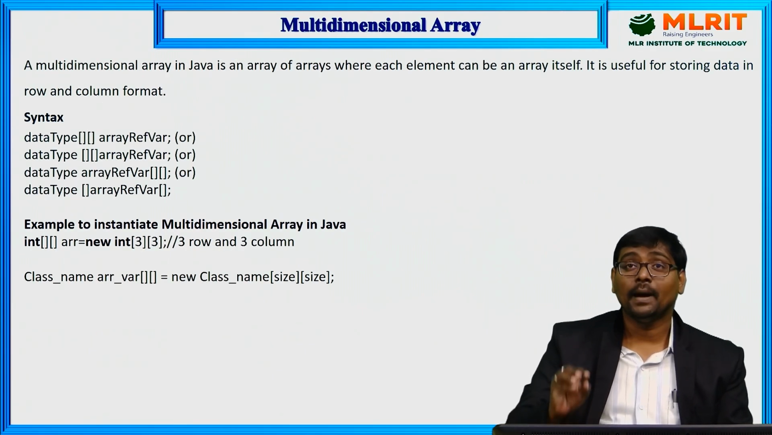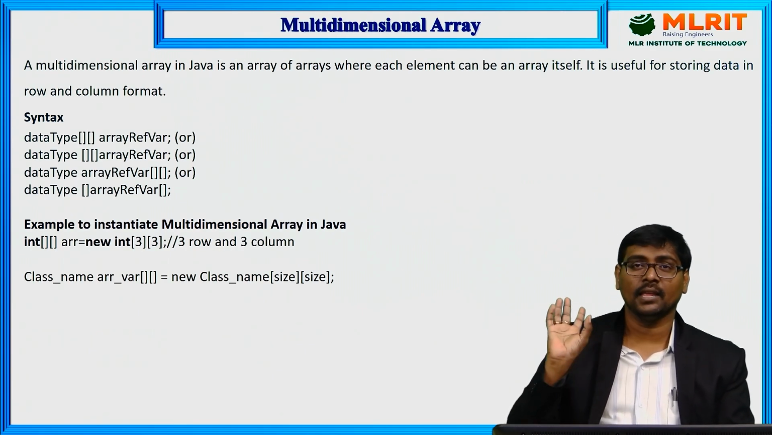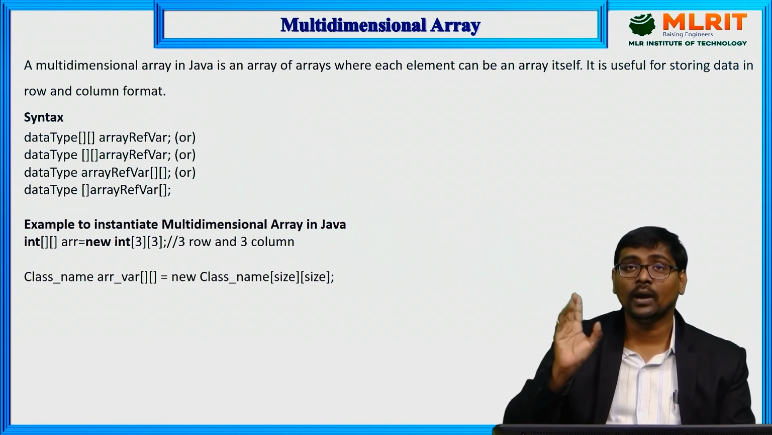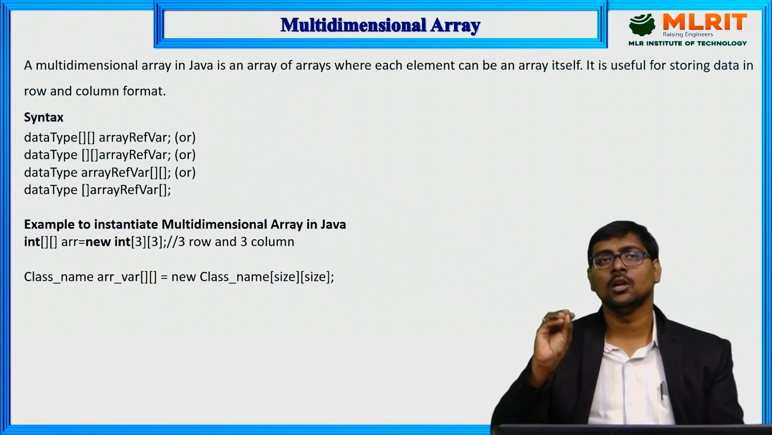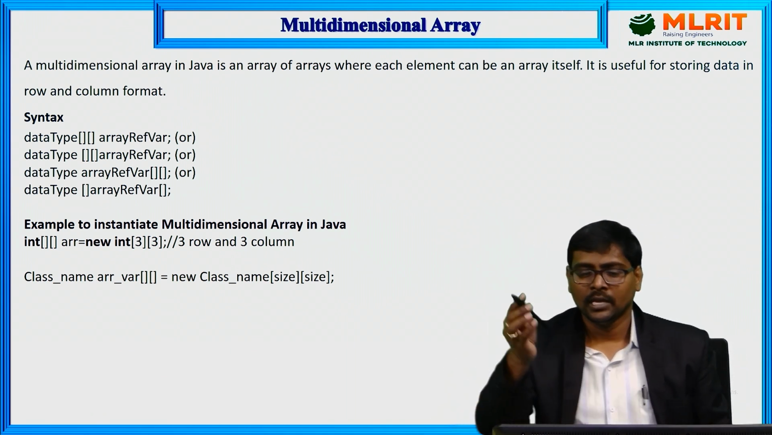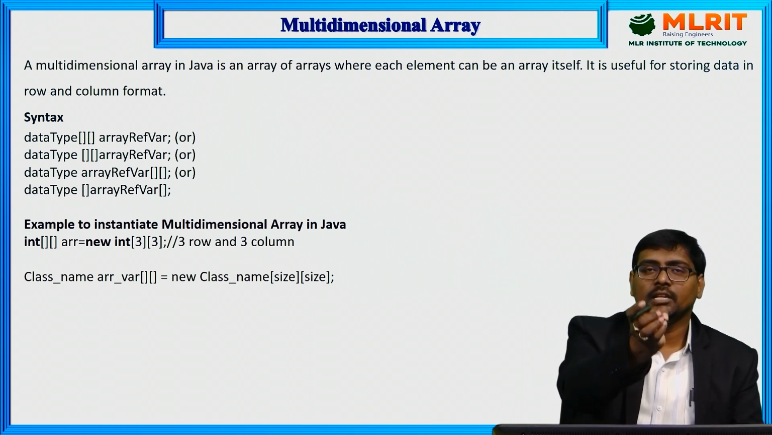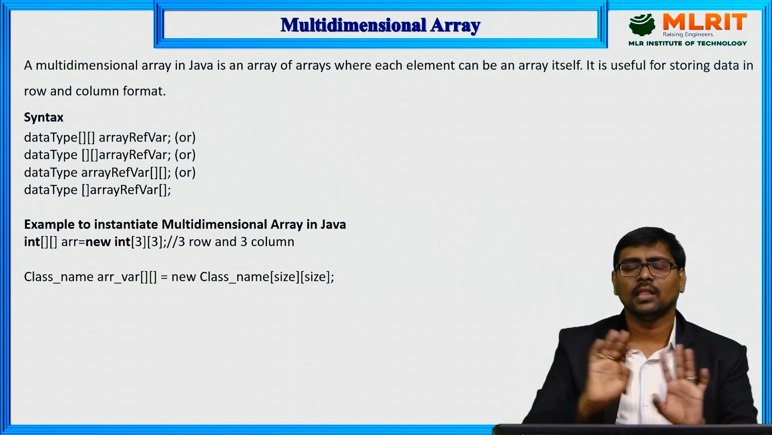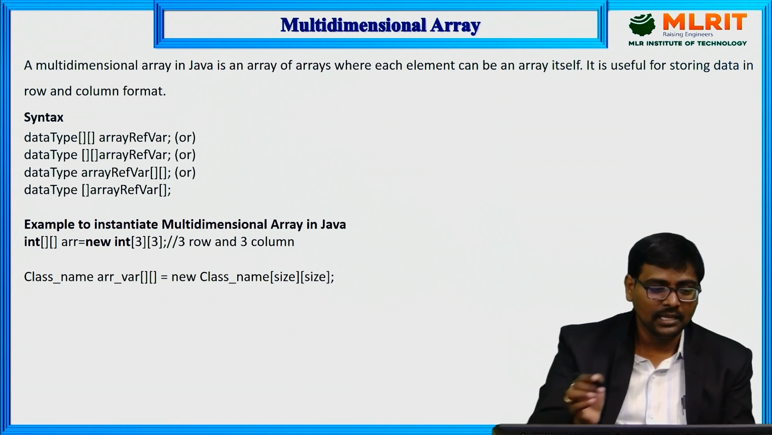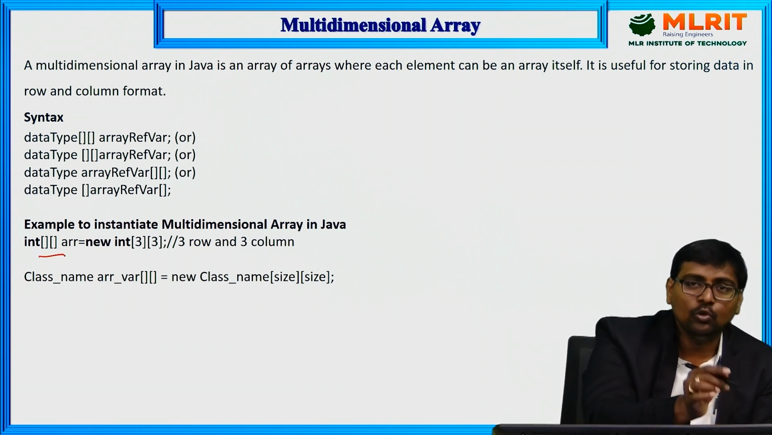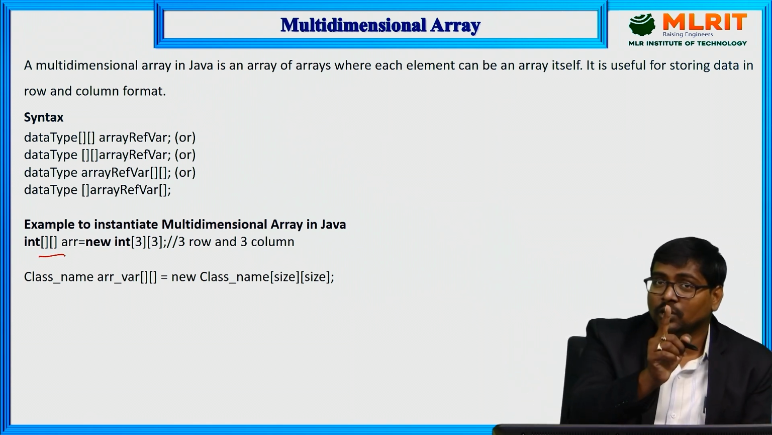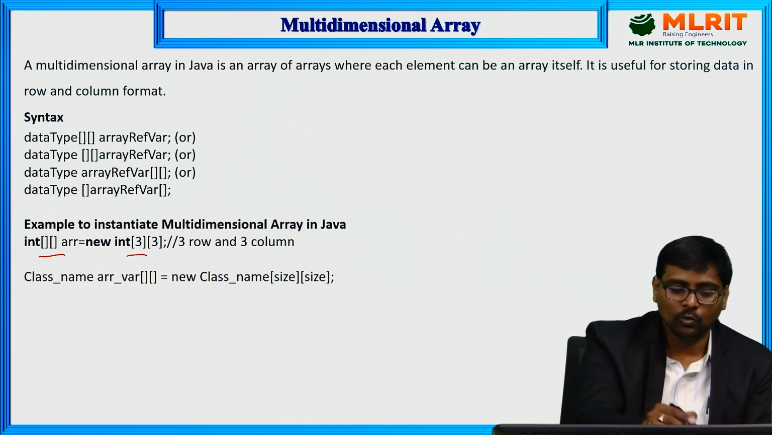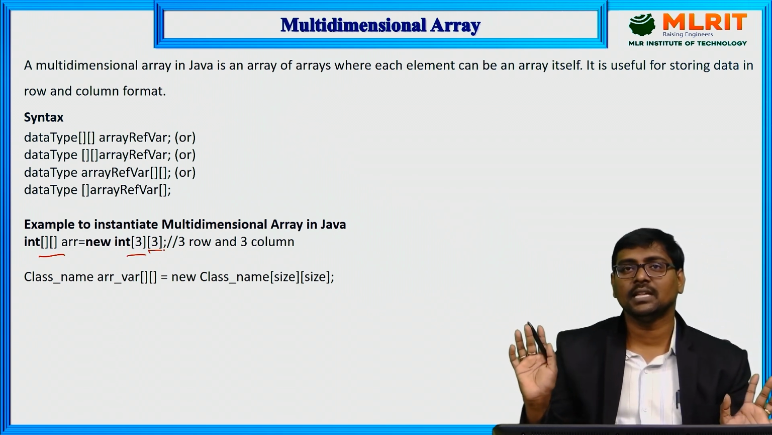Now, a multi-dimensional array means more than one dimension. In table format, one is used for rows, another one is used for columns. The remaining syntax is completely the same. Here you are using two square brackets. The first index specifies the number of rows, the second one specifies the number of columns.